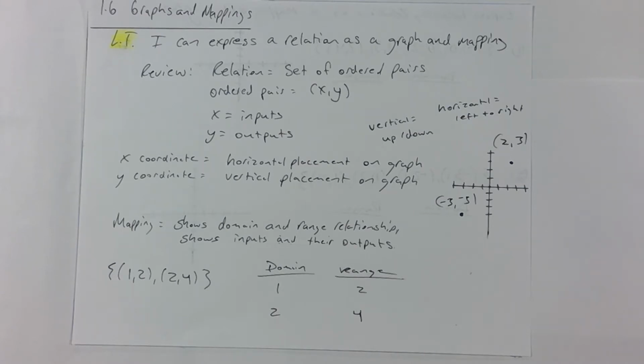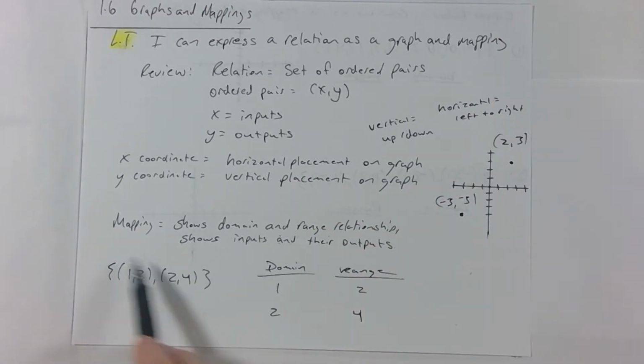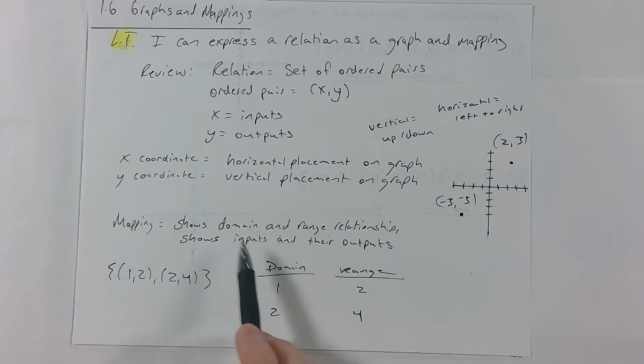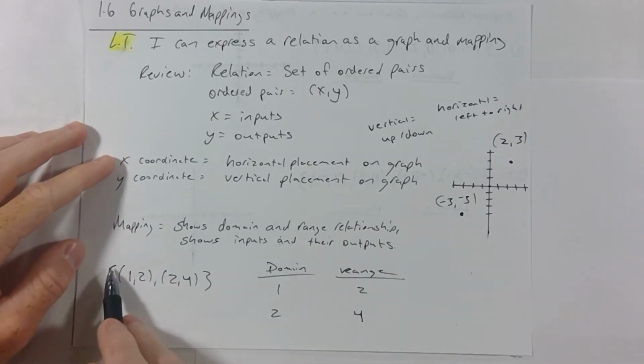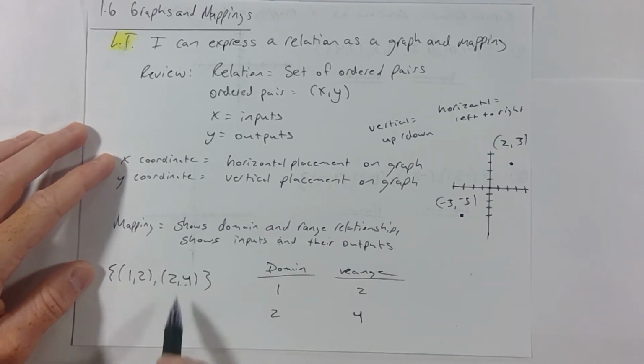Mapping now. So this is representing points with graphs. Now representing with mapping. What is a mapping? A mapping shows the relationship between your domain and range. It shows the inputs and their outputs. It shows you where that input goes, and I'll show you what I mean. If I have a set here, I have 2 ordered pairs: 1 and 2, and 2 and 4. If my input is 1, my output is 2. If my input is 2, my output is 4.